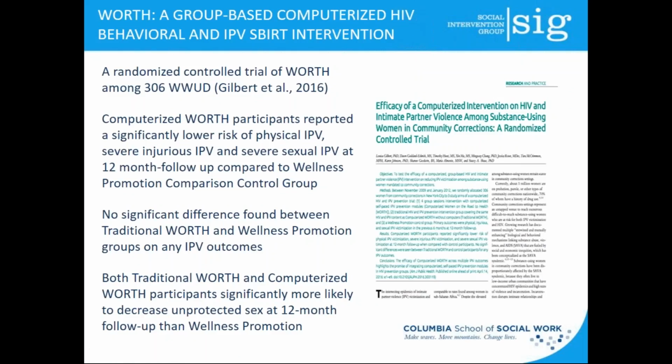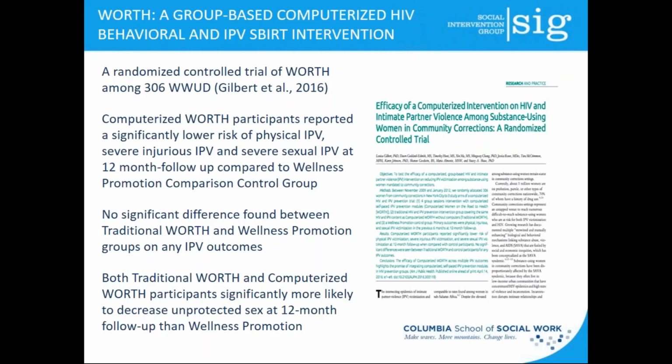We've recently finished a randomized controlled trial of WORTH, which is a group-based computerized HIV behavioral and IPV SBIRT intervention that's based on the Wings model, with 306 women. What we found was that computerized WORTH participants reported a significantly lower risk of physical IPV, severe injurious IPV, and severe sexual IPV at the 12-month follow-up compared to the wellness promotion intervention control group.